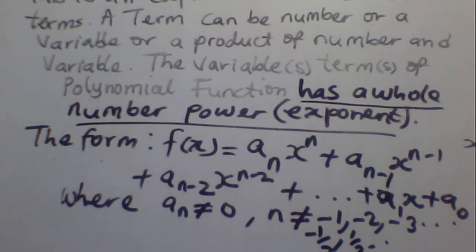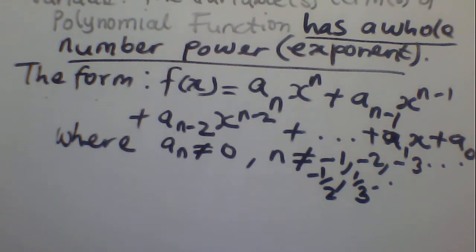A polynomial function must have its variables to the power of a whole number. The exponent of a variable of a polynomial is supposed to be a whole number. In this case, n is supposed to be 1, 2, 3, and we can now say it is a polynomial. Are you following?